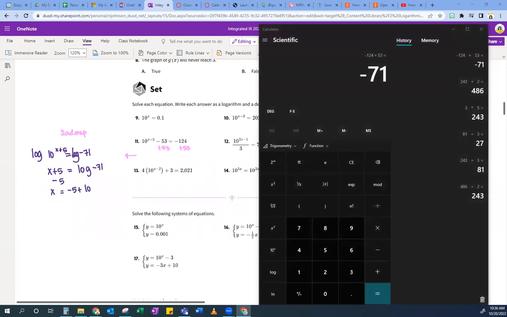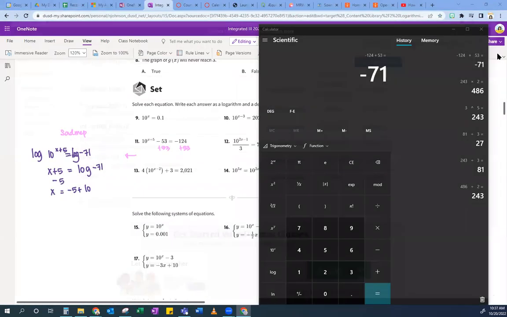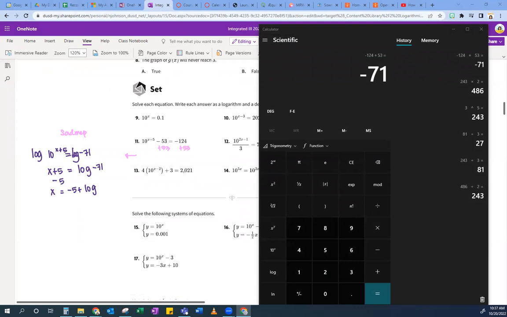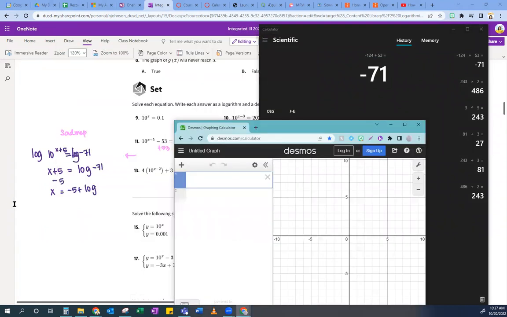I know. So here in the land called Desmos, the graphing calculator, what I want to do is plug in negative 5 plus the log of negative 71. And it says undefined. So now you understand why people were saying Miss Johnson. They were saying that because you can't take the log of a negative number.